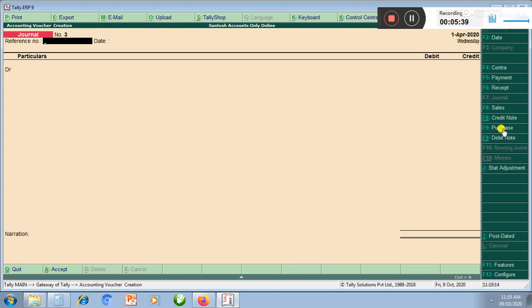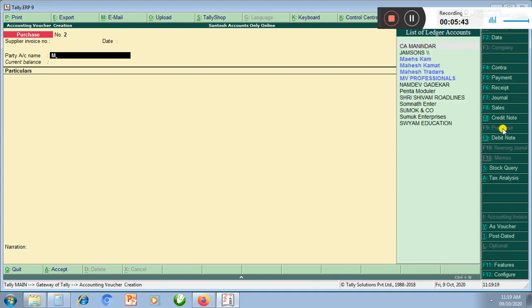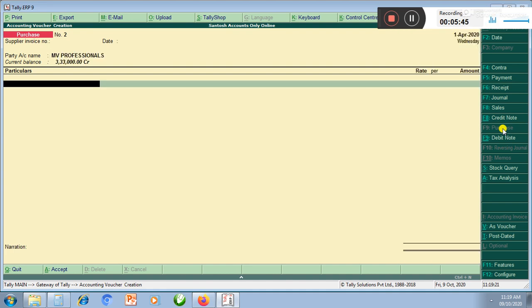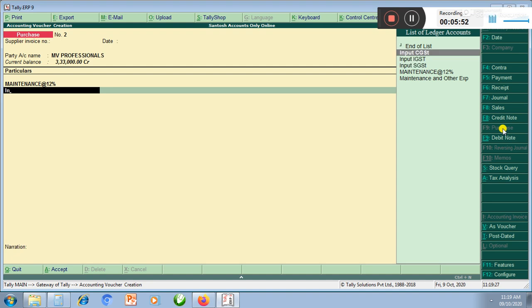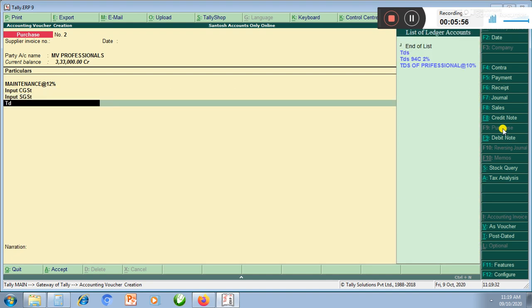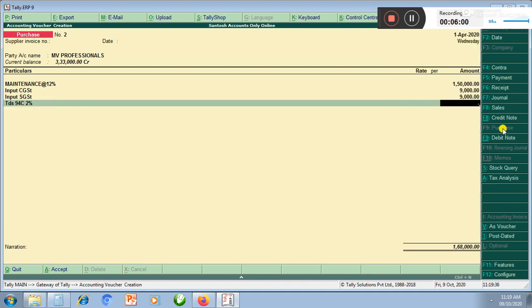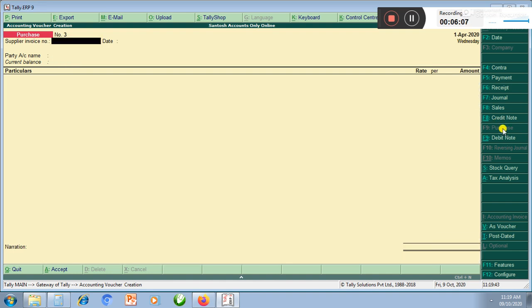If you want to pass the same bill under purchases, go to the purchases, put it here MV professionals. This is a maintenance at the rate of 12%, that is 1,50,000. Then input CGST, here it will calculate automatically. Input SGST, then TDS deducted 94C 2% minus 3,000 rupees. So this is the way you have to pass the bill. Okay, either purchase or journal.